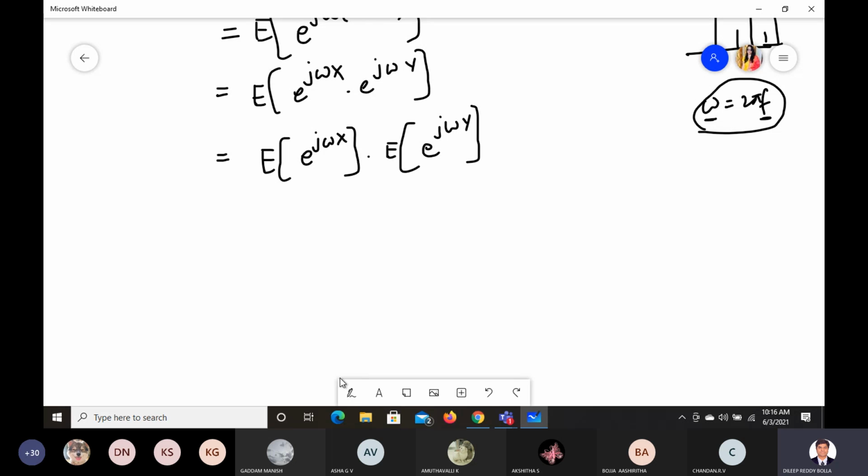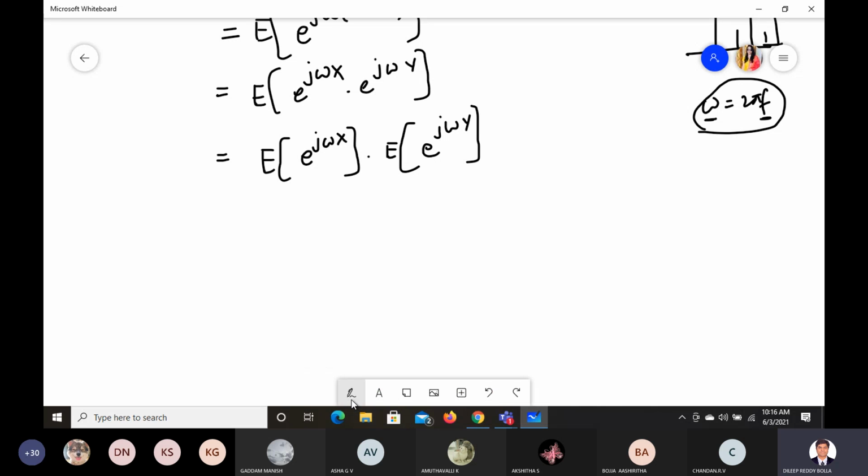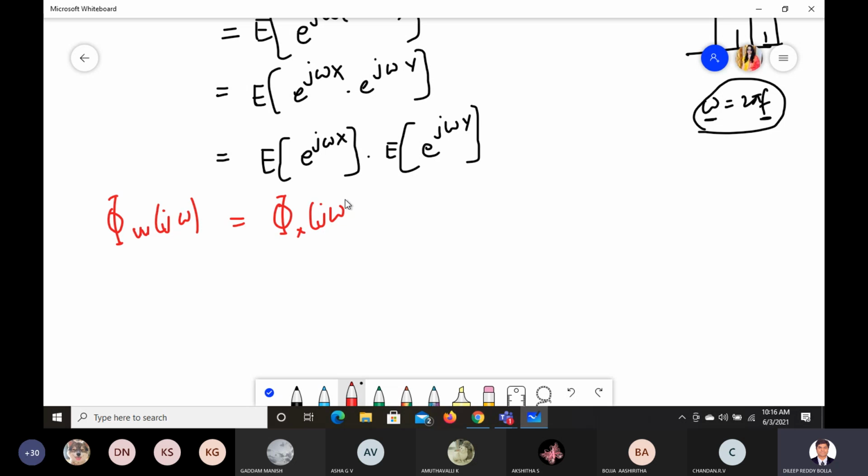Just a second, there was some glitch here. Yeah, the final expression I'm going to write. So finally this phi w of j omega is equal to phi x of j omega, here it is omega, right? Here also it's j omega. Actually it's not plus, it's into, phi y of j omega.